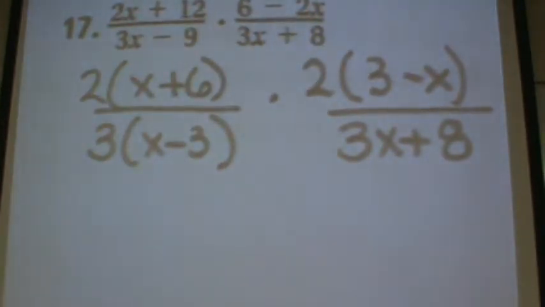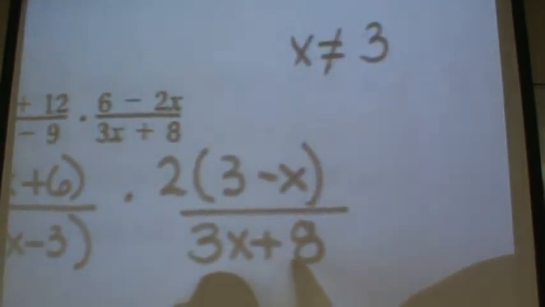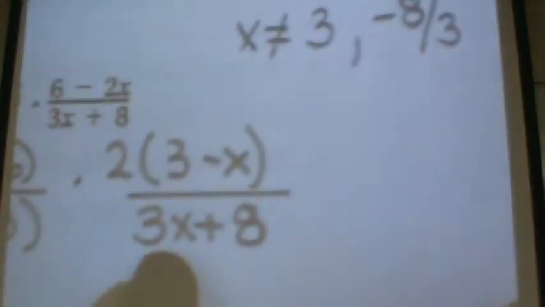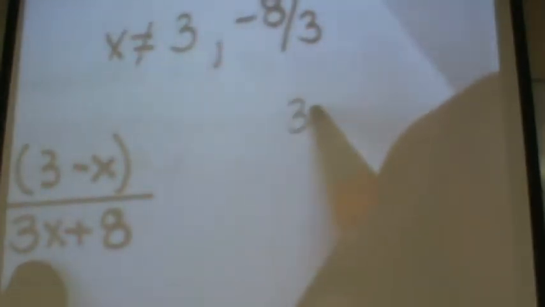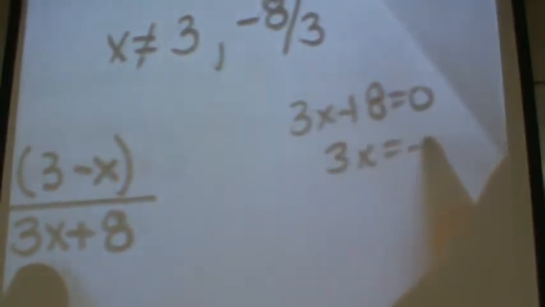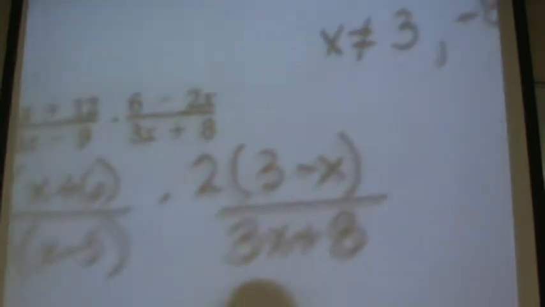Okay, what are your restrictions? There's 2 of them. X can't be 3, and there's another one. Negative 8/3. You guys know how we got negative 8/3? You set this equal to 0, subtract 8, divide by 3. Okay, so those are the 2 restrictions.